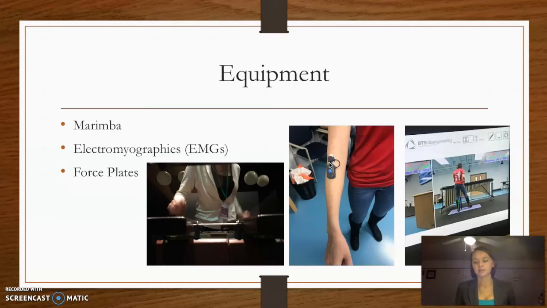We also have force plates. Force plates are plates that are flush with the ground that measure in newtons how hard you are pushing up, sideways, and forward. I'll talk a little bit more about that later.